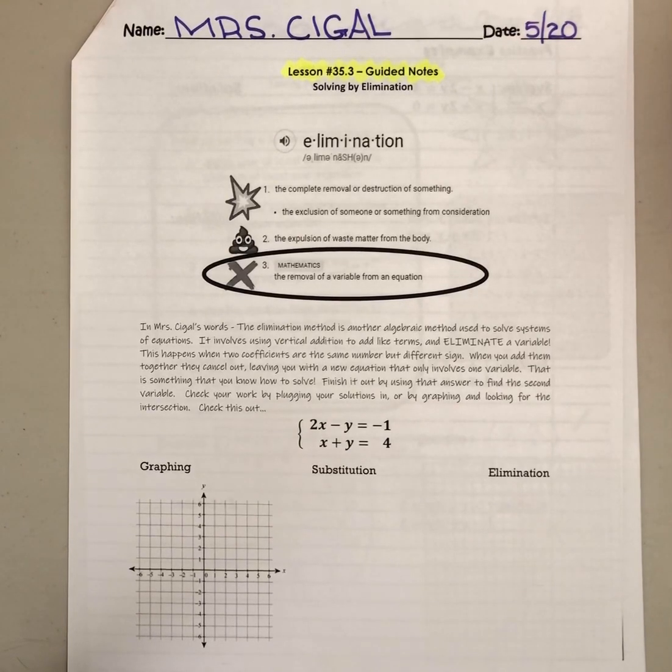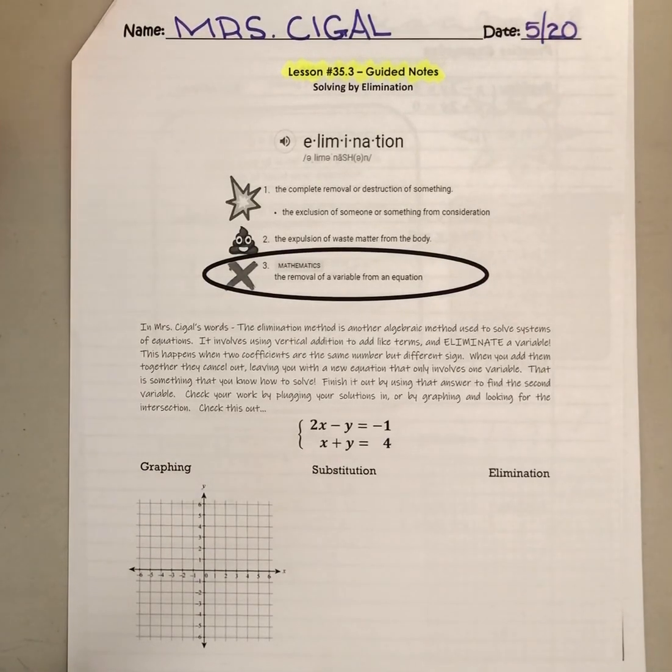This says, the elimination method is another algebraic method used to solve systems of equations. It involves using vertical addition to add like terms and eliminate a variable. This happens when two coefficients are the same number but different sign. When you add them together, they cancel out, leaving you with a new equation that only involves one variable. That is something you know how to solve. Finish it out by using that answer to find the second variable. Check your work by plugging your solutions in or graphing it and looking for the intersection.